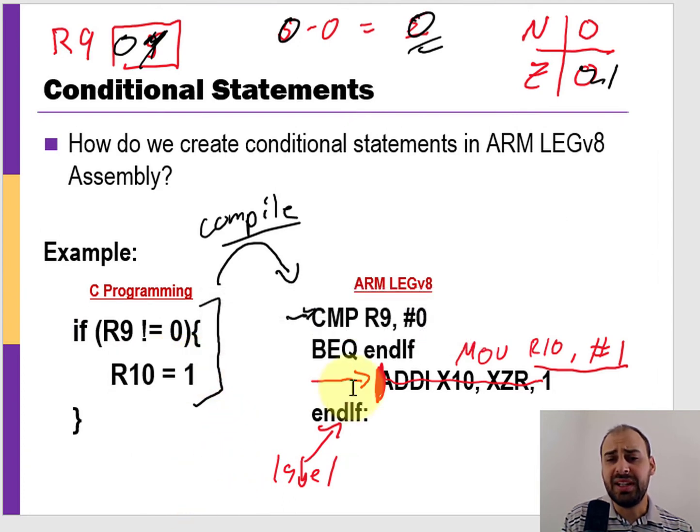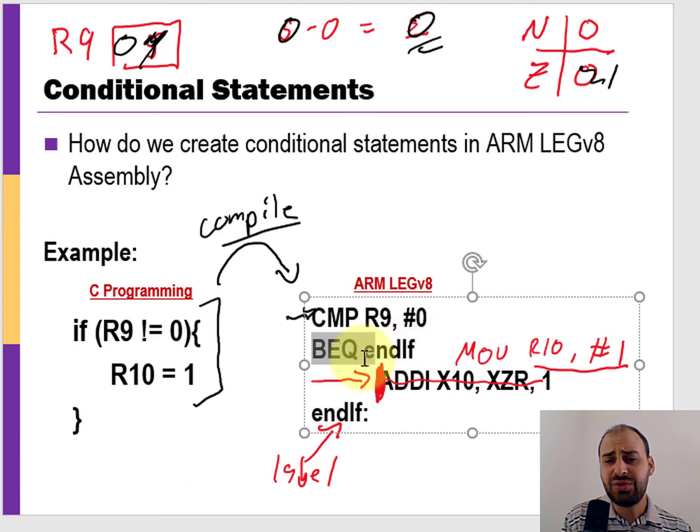In assembly, when this is true, we jump to this label. We skip the code block. It's the opposite. Hence, the logic for determining when we're entering the code block or not is the opposite. It's a negation of the logic from the C example. So that's a very common mistake to make.